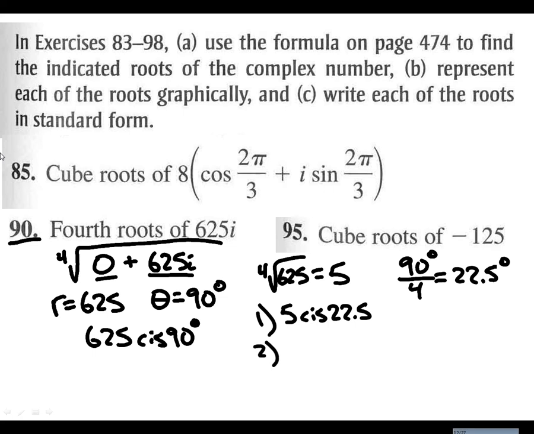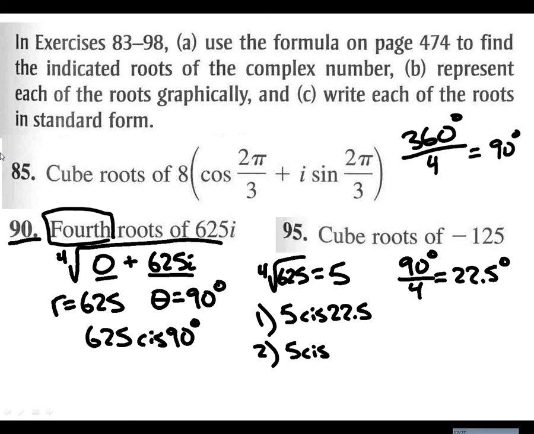Our second answer is still 5 CIS. And what we do is we're going to take 22.5 and we're going to add, this is what we always do, we take the whole circle, 360 degrees, and split it up into however many roots we're finding. So if it's fourth root, we'll divide by 4, that's 90. We're going to take this 22.5 and we're going to add 90. 22.5 plus 90 turns out to be 112.5.